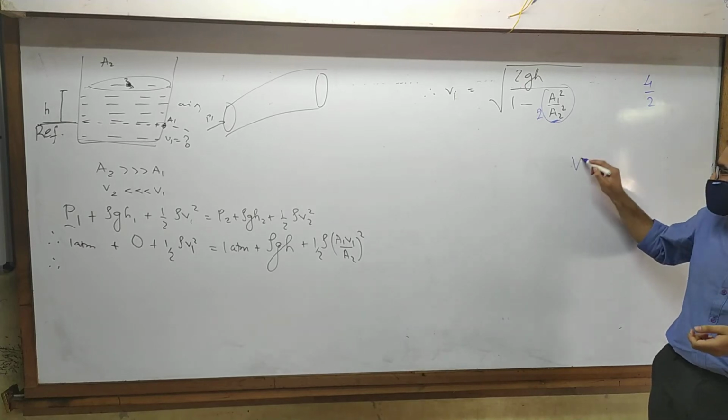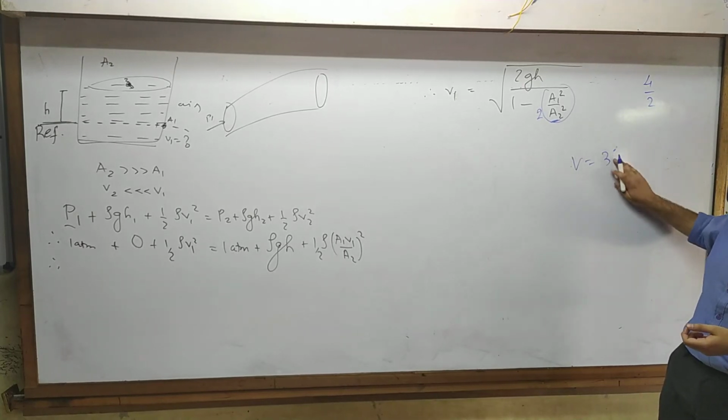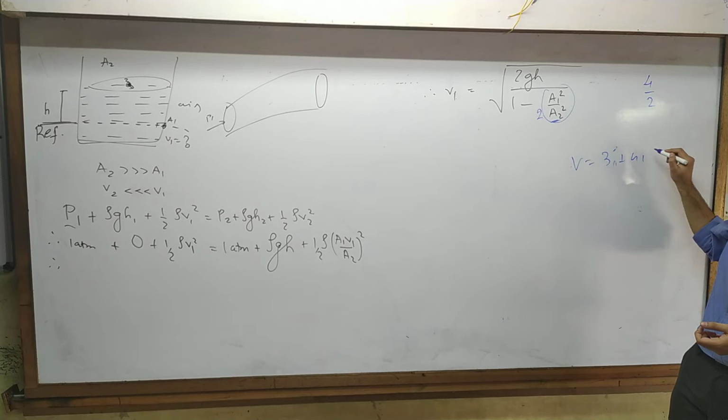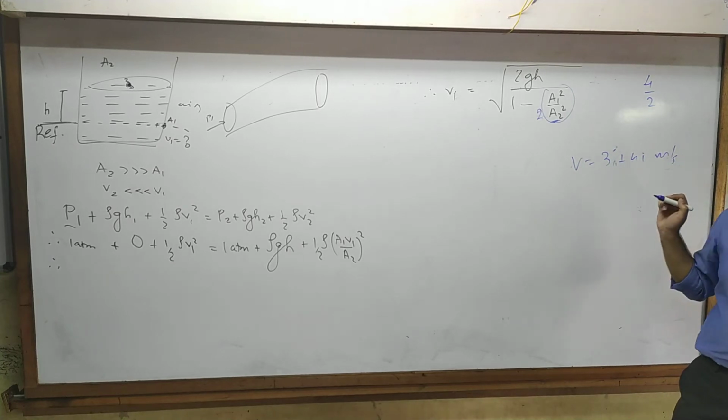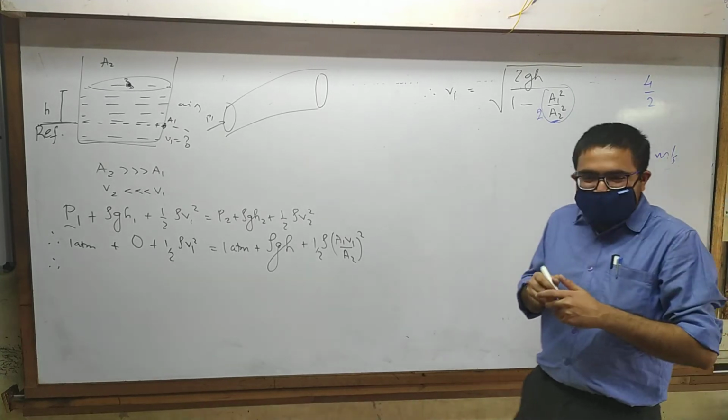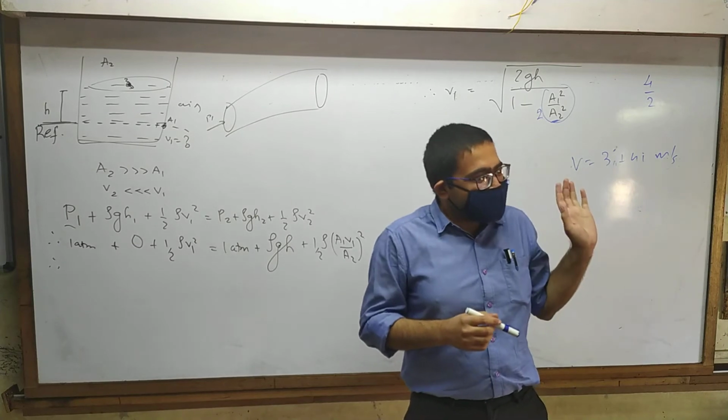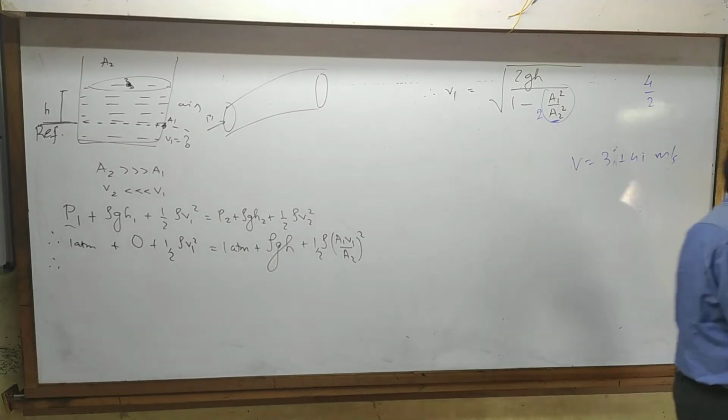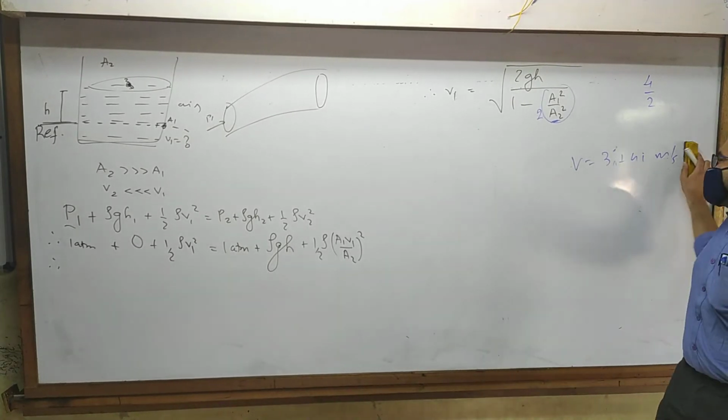Speed, if it becomes v equal to 3 plus 4i meter per second, what would you do with that? Right? This is ridiculous.